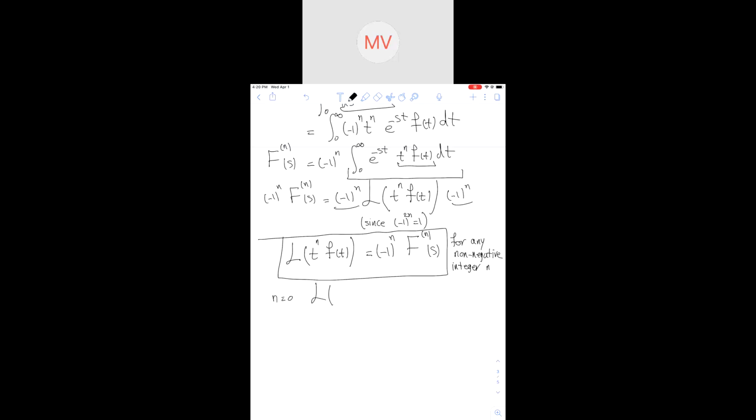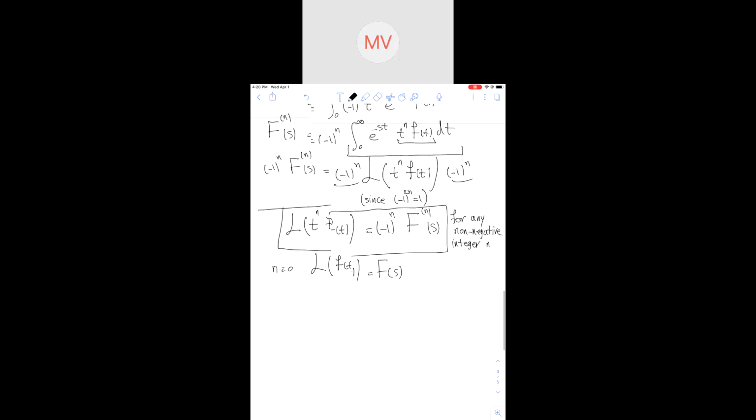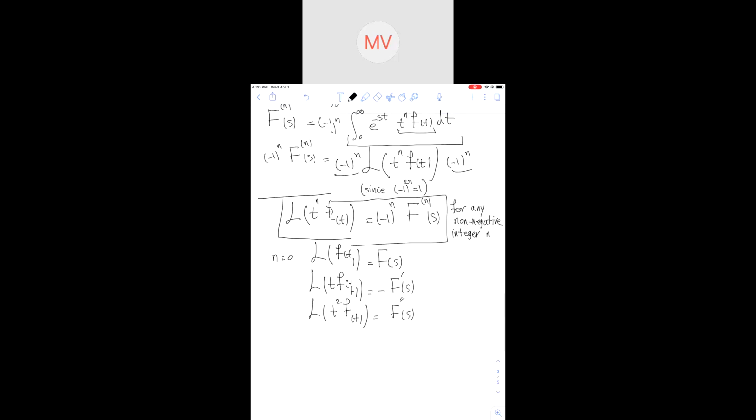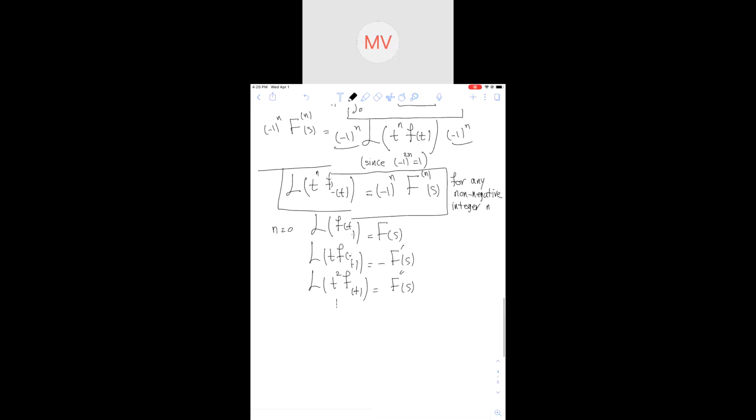In fact, for n equals 0, it's just the normal Laplace formula that we already know. If n is 0, anything raised to 0 is 1, so we just get the trivial formula, Laplace of f of t. That's what we named it, right? F of s. A Laplace of t f of t is simply negative F prime of s. Laplace of t squared f, that's F double prime of s, because -1 to the second is +1, and so on. Okay.